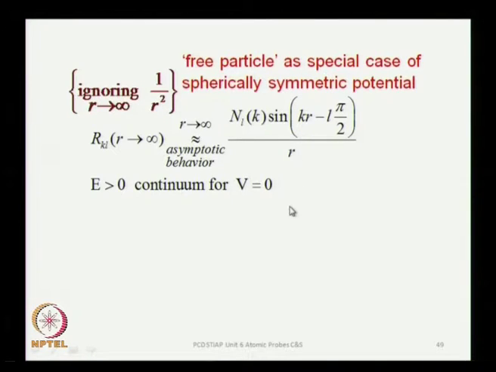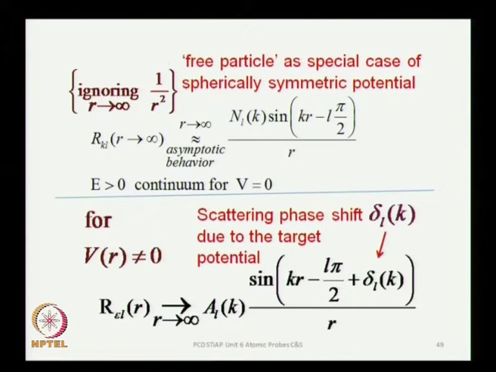Now, if V is not equal to 0, you really have a scattering potential, which is the case of interest. Then the solution is exactly like this. It is a sinusoidal function with 1 over r in the denominator. The argument is kr minus L pi by 2 in both cases, except that when V(r) is not equal to 0, there is an additional phase shift, and this phase shift is the scattering phase shift, which contains information about the potential.